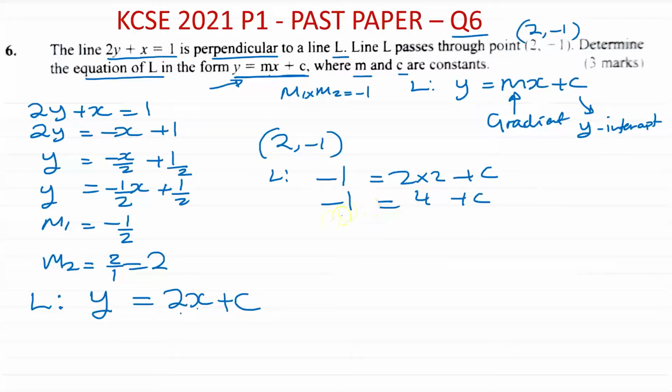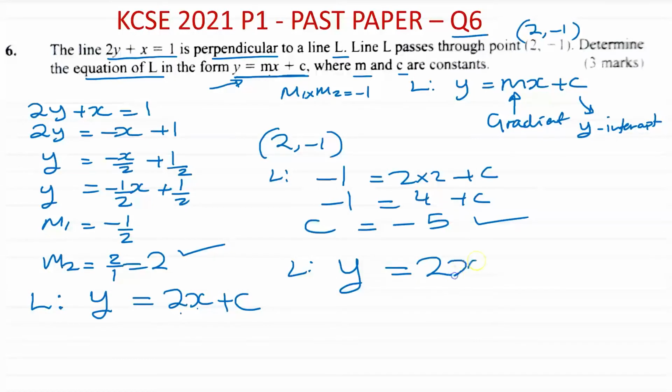So if you rearrange this, it is going to give you c equals -5, guys. Right, so I know the gradient for my line L and I know the y-intercept for L. Now I can go ahead and write the equation of L. So for L, the equation of the line is y equals 2x minus 5. And this is your final answer, guys.